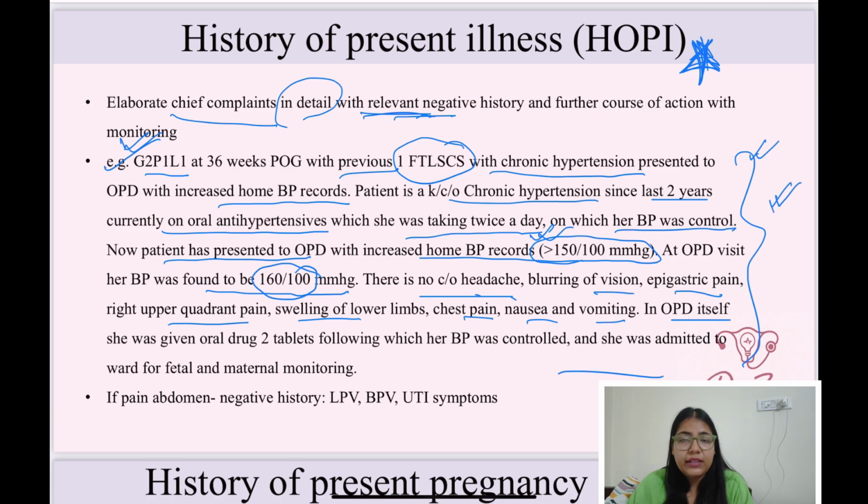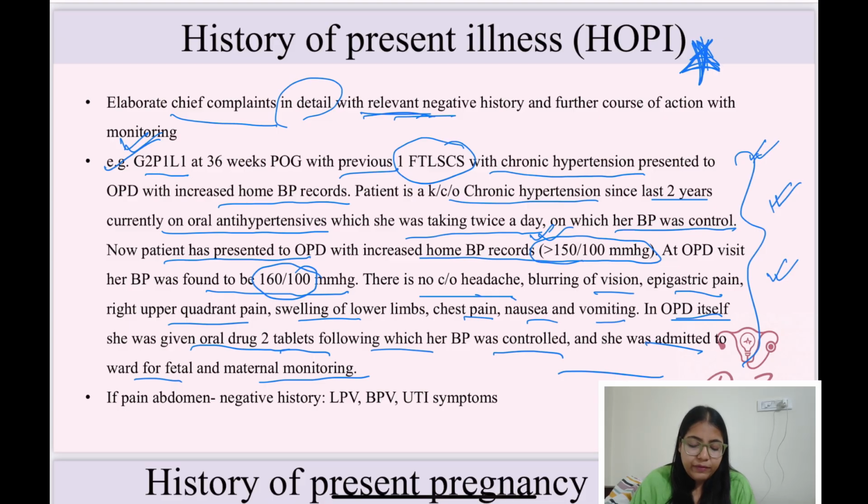And the first medication is oral medication always. So in OPD itself, you have given her oral drugs, 2 tablets, following which her BP was controlled and she was admitted in ward for fetal and maternal monitoring. Okay. So this is how you will write history of present illness if a patient has high BP records.